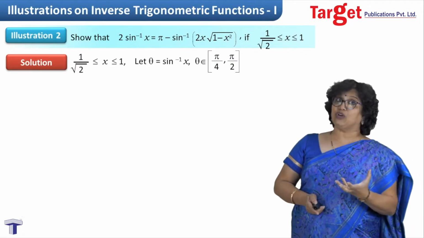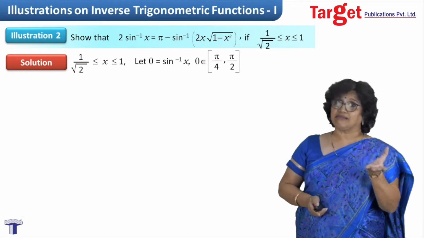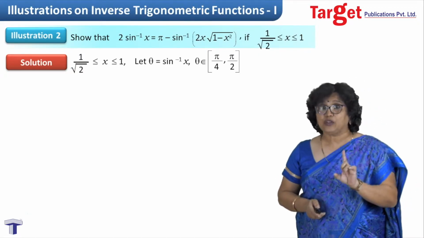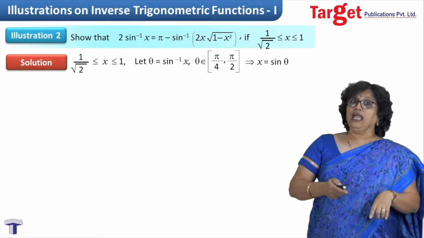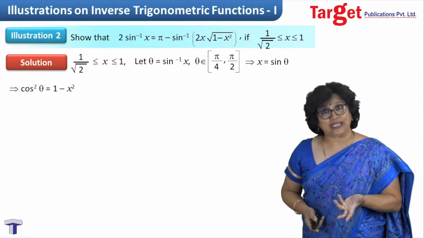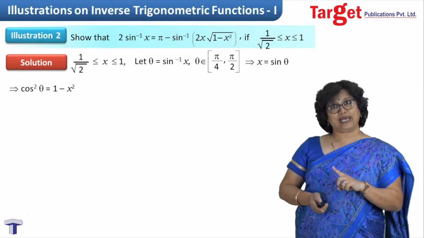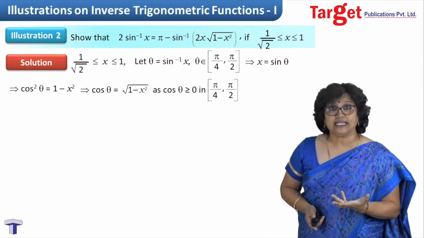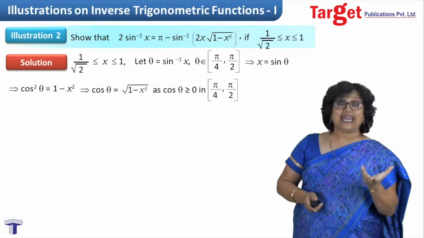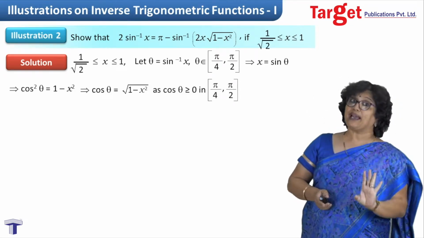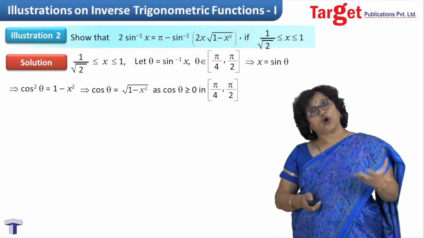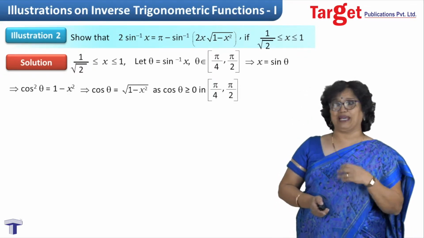Theta equal to sine inverse x. If I take theta equal to sine inverse x and sine on both sides, that will lead to x equal to sine theta. Now what do we do? We go for cos square theta. Cos square theta is 1 minus x square, correct? That will lead to cos theta. Again, cos theta could have been negative, but in pi by 4 to pi by 2, cos theta is positive, so I'll be picking up only the positive square root, and cos theta is plus under root 1 minus x square.